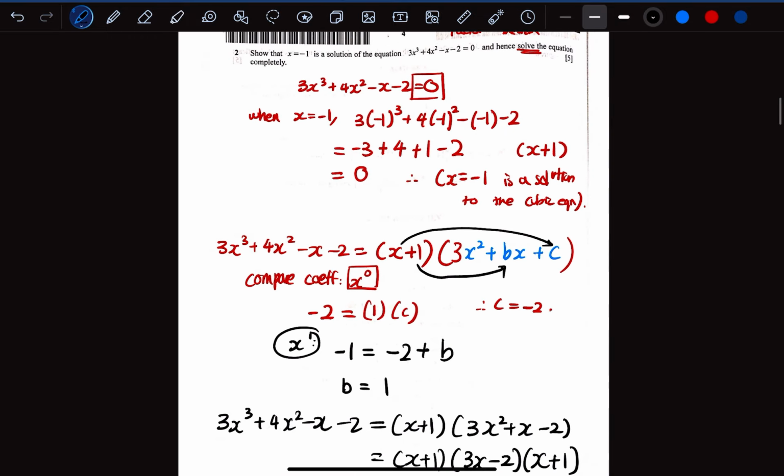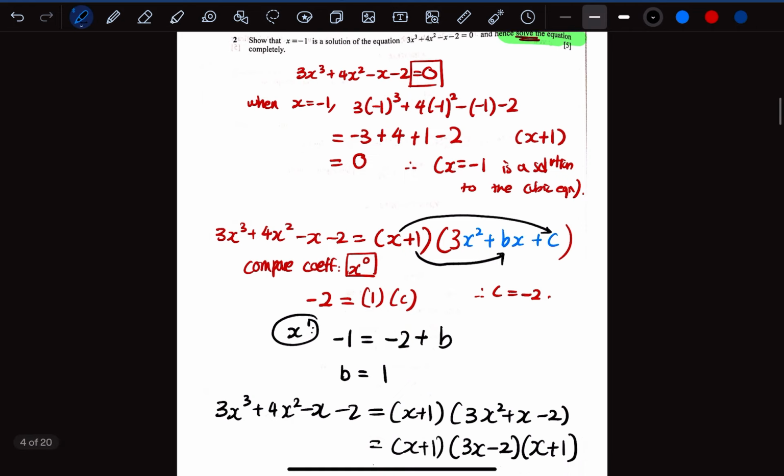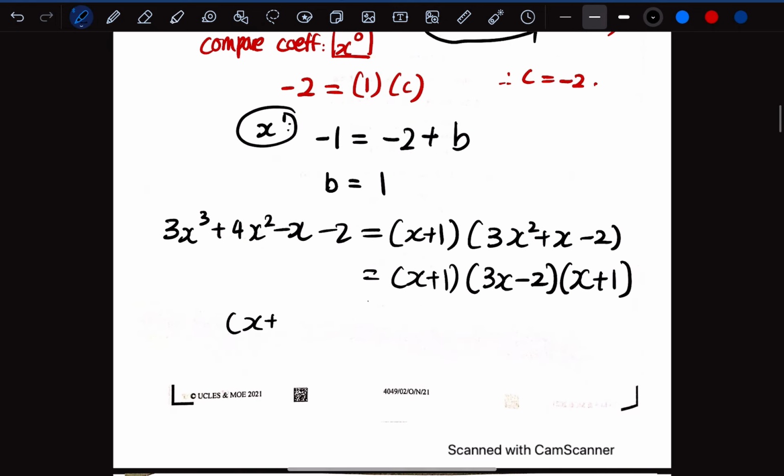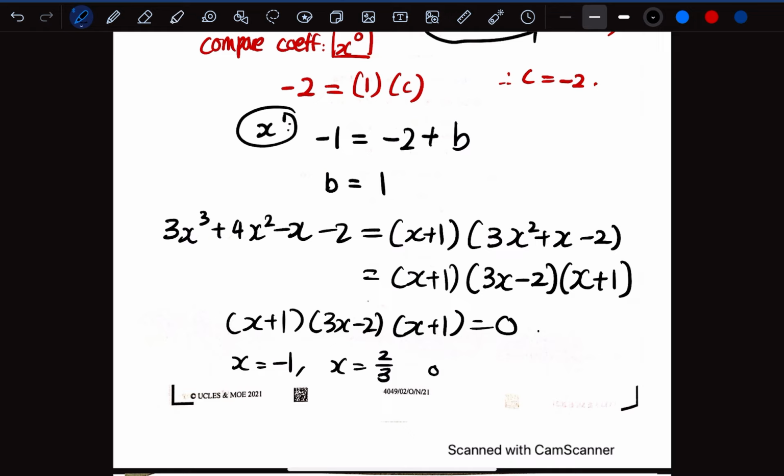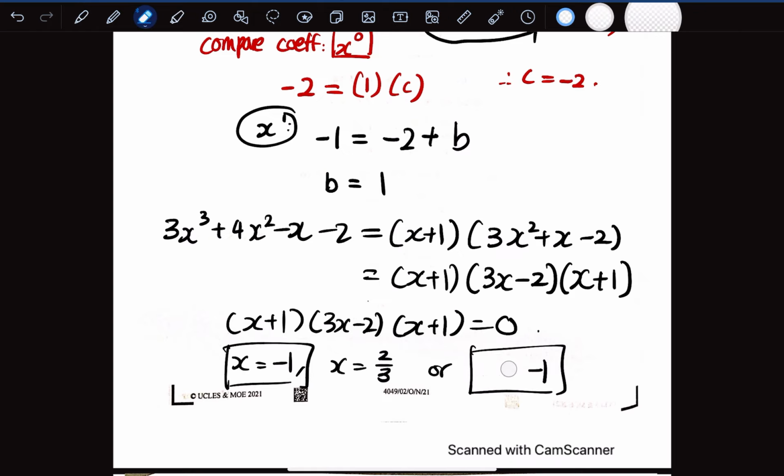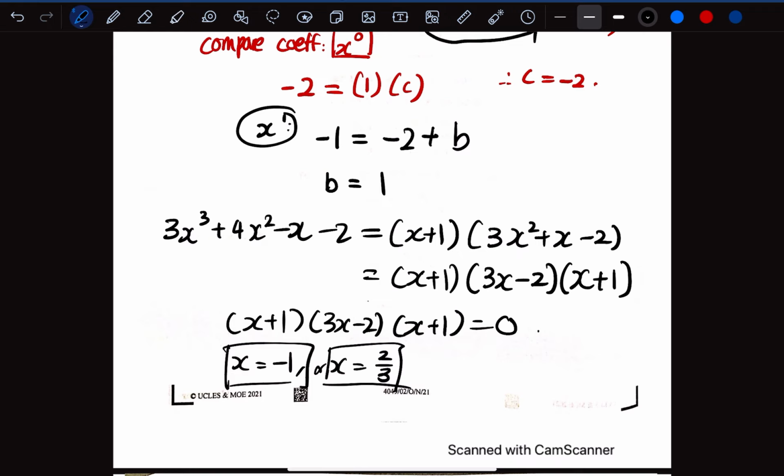From here, the question wants you to solve the equation, and hence we would equate all of this, x plus 1, 3x minus 2, x plus 1, to equal 0. And here we can conclude that x equals -1, x equals 2 over 3, or that x equals -1. And it turns out we have two -1s, right? So we only need to tell them that x either equals -1 or that x equals 2 over 3, because these two -1s are the same solution. Okay, so you only have two answers over here.